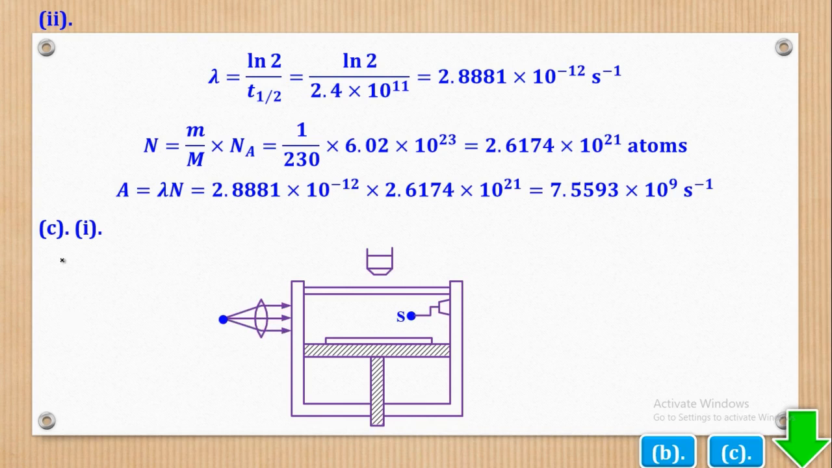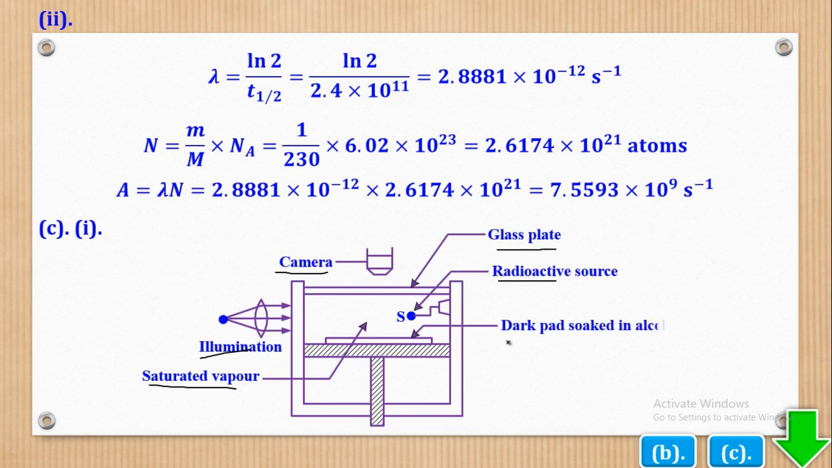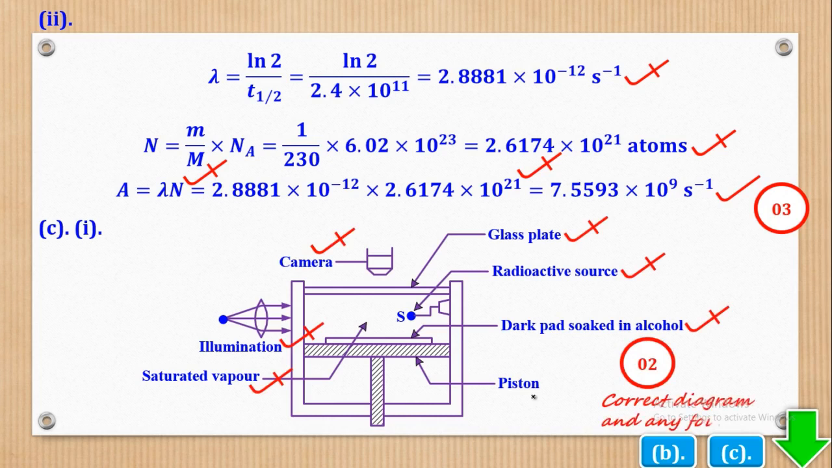So we need to label some of the parts. One will be this as illumination, then this is the camera, this is the saturated vapor, then this is the glass plate, this is the radioactive source, dark pad soaked in alcohol, and this is the piston. So that's how marks will be awarded for this slide.